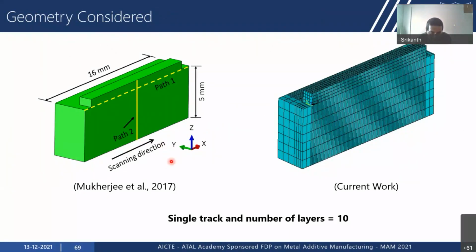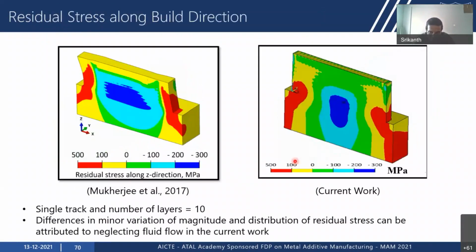This is their model. They have simulated the deposition of a thin wall geometry. This is the substrate, and this is the geometry, 10 layers, and we have done the same thing in the current work. This shows the distribution of residual stress in the thin wall geometry along the build direction. What we have tried to do is use the same contour scale so that it makes an apples to apples comparison. And you can see that there is a good agreement in the trends.